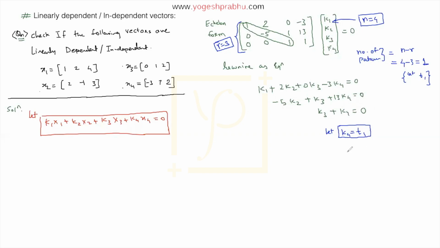Okay, so let me write that. Therefore, K3 is minus T1. Do you see I already found the values of K3 and K4? So K3 and K4 I already have. The next thing I will do is put these values here and rewrite these two equations.